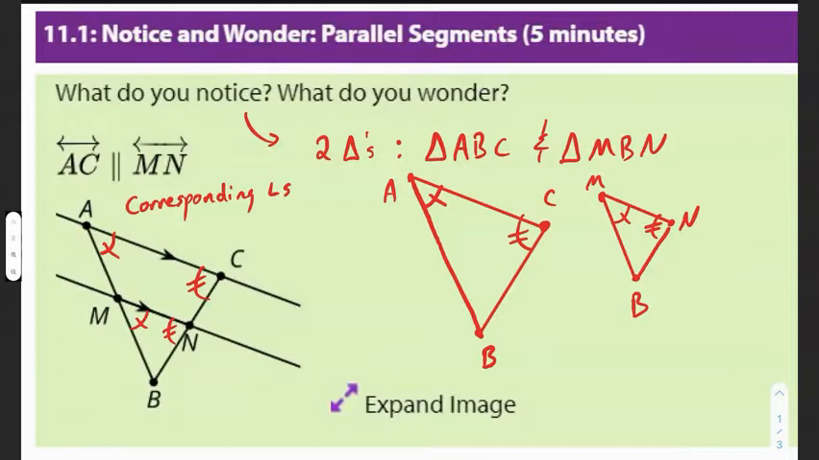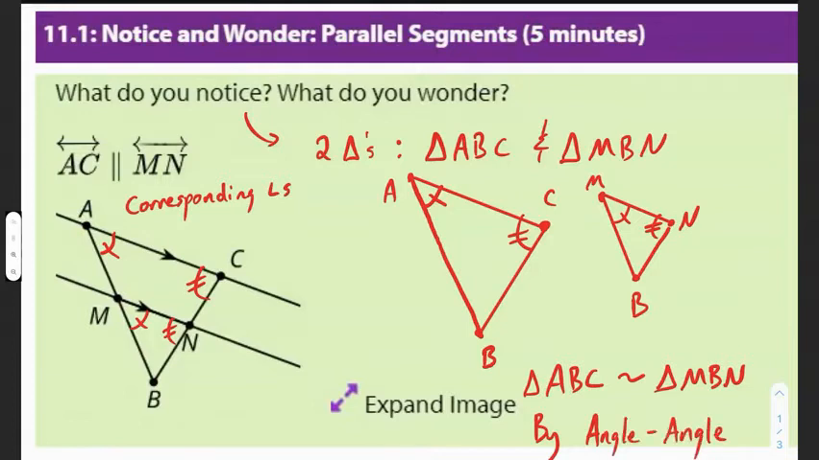Wait a minute. How many angles are there? There's two pairs of angles that are congruent to each other. What does that mean about these two triangles? It means that triangle ABC is similar to triangle MBN by angle-angle triangle similarity. My bad.